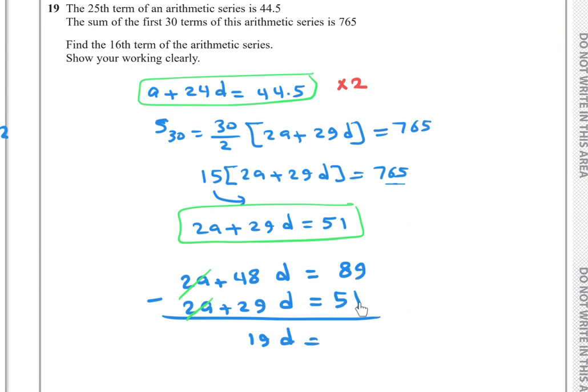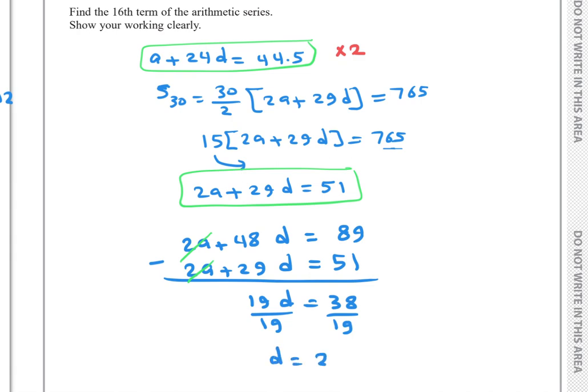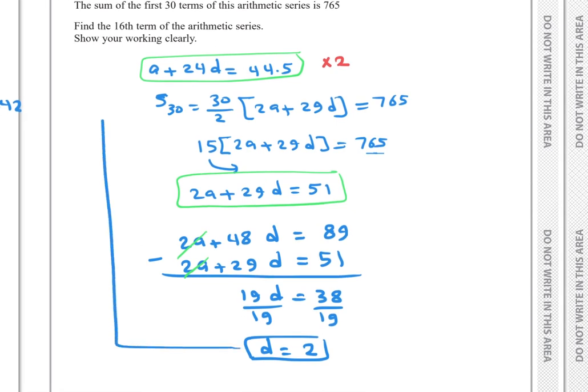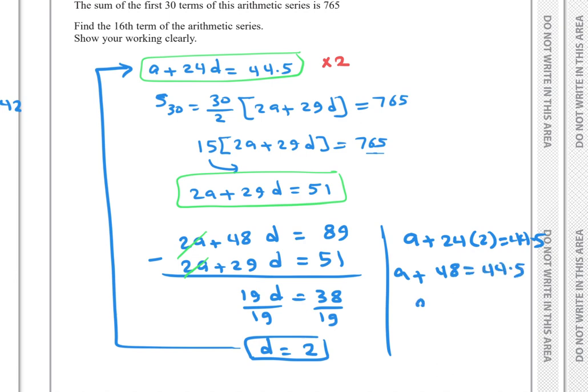89 minus 51 equals 38, so divide by 19, so D equals 2. Now substitute to find A. You can substitute in the first equation. So A plus 24 times 2 equals 44.5. So A plus 48 equals 44.5. So A equals 44.5 minus 48 equals negative 3.5.